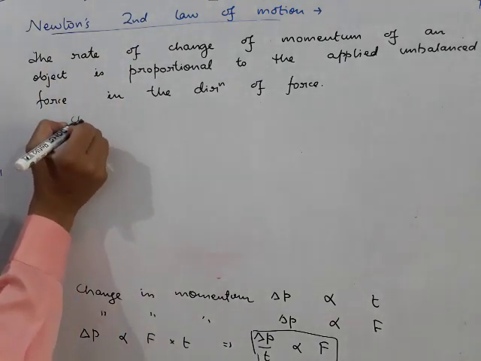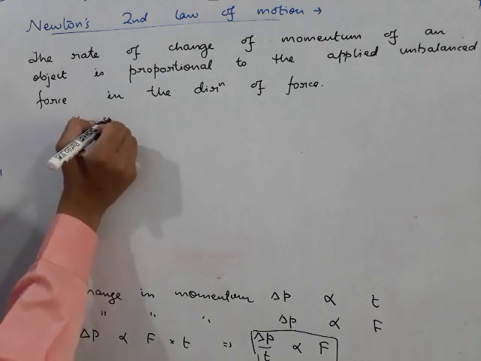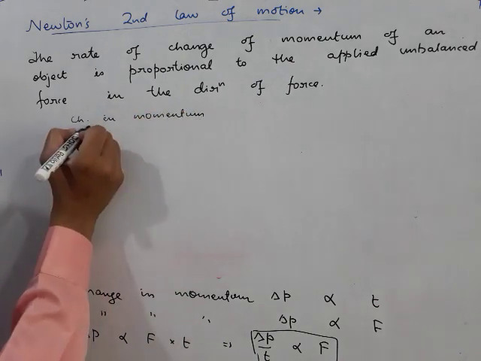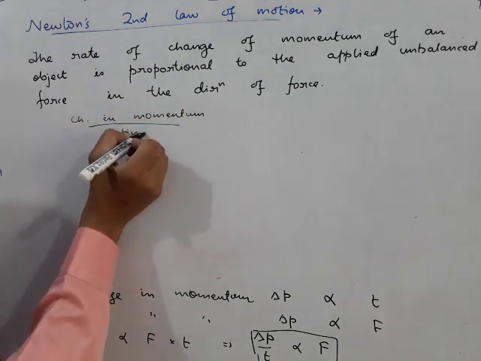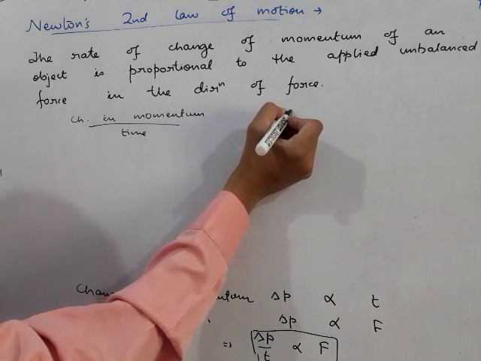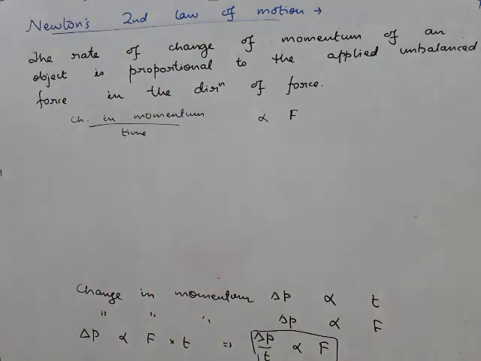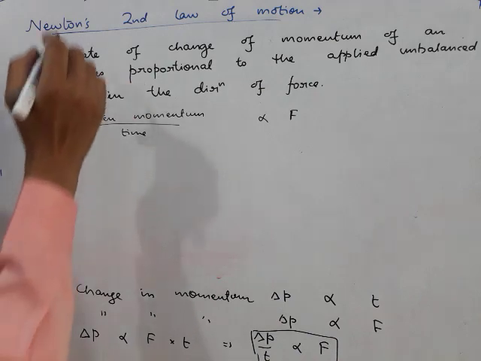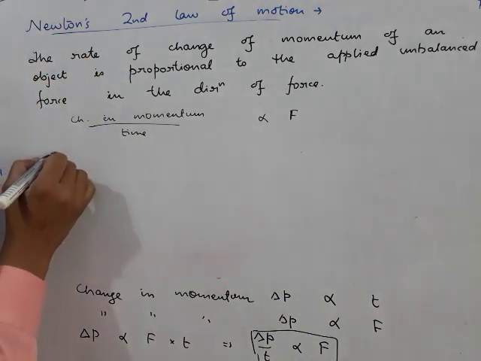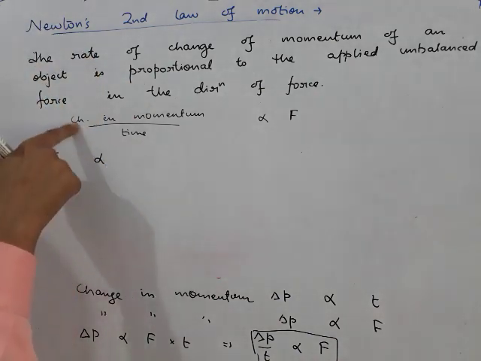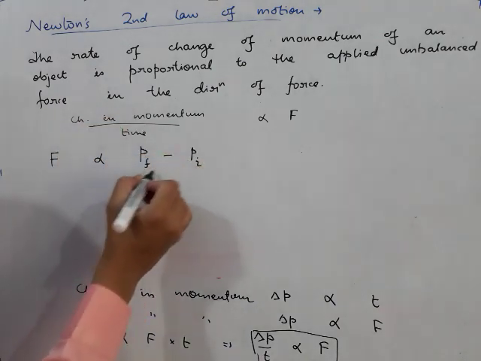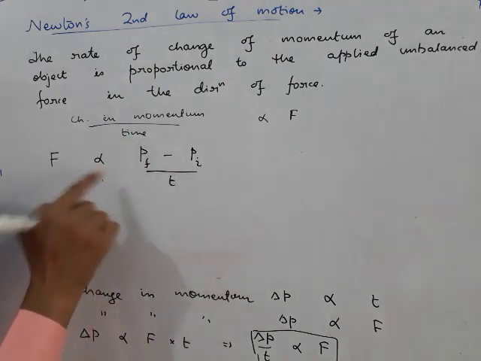So the rate of change of momentum is nothing but change in momentum divided by time. This is found to be directly proportional to force. Without any loss of generality, you can also write force is proportional to change in momentum by time. So we can write F is proportional to final momentum Pf minus initial momentum Pi, by time, which we have taken as T.